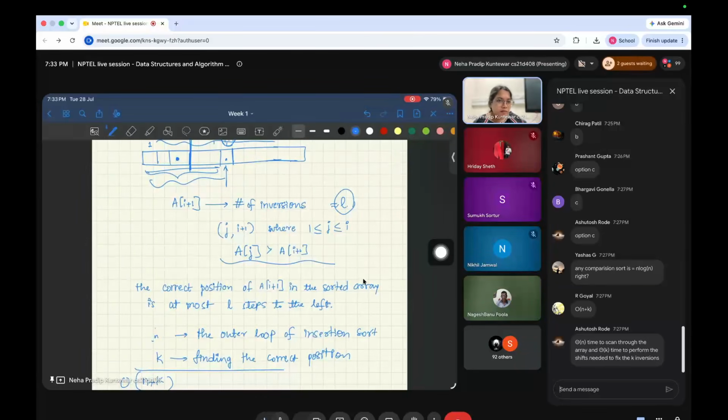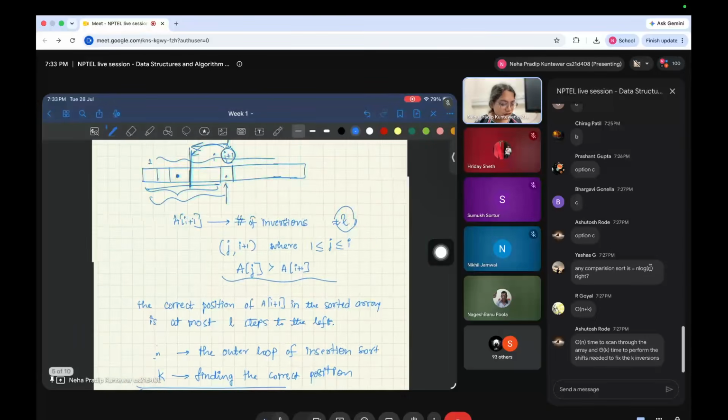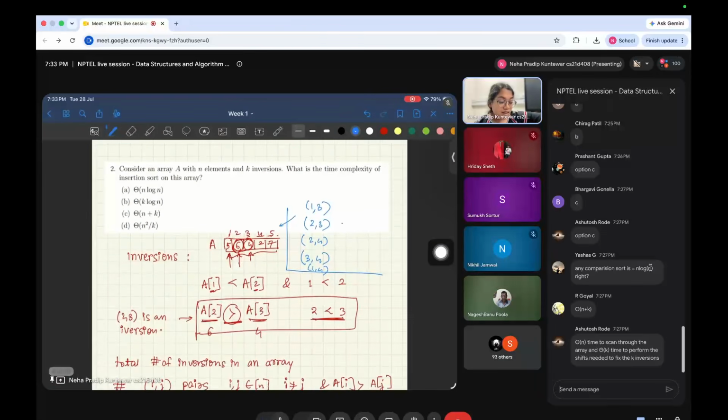Okay, so I'm looking at one comment right now, which says that any comparison based sort takes n log n, at least n log n. That is correct, but the statement is correct when you have an arbitrary array. So if you have no additional information about the array, then you can come up with an input where it will take n log n comparisons. But this is not a general case because you have this additional information, right?